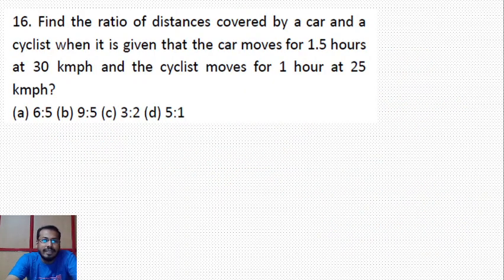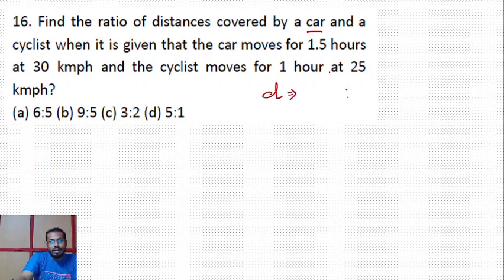Right, next question. Find the ratio of distance covered by a car and a cyclist when it is given that the car moves for 1.5 hours at 30 km per hour and the cyclist moves 1 hour at 25 km per hour. It is very easy because we need to find the ratio for distance.